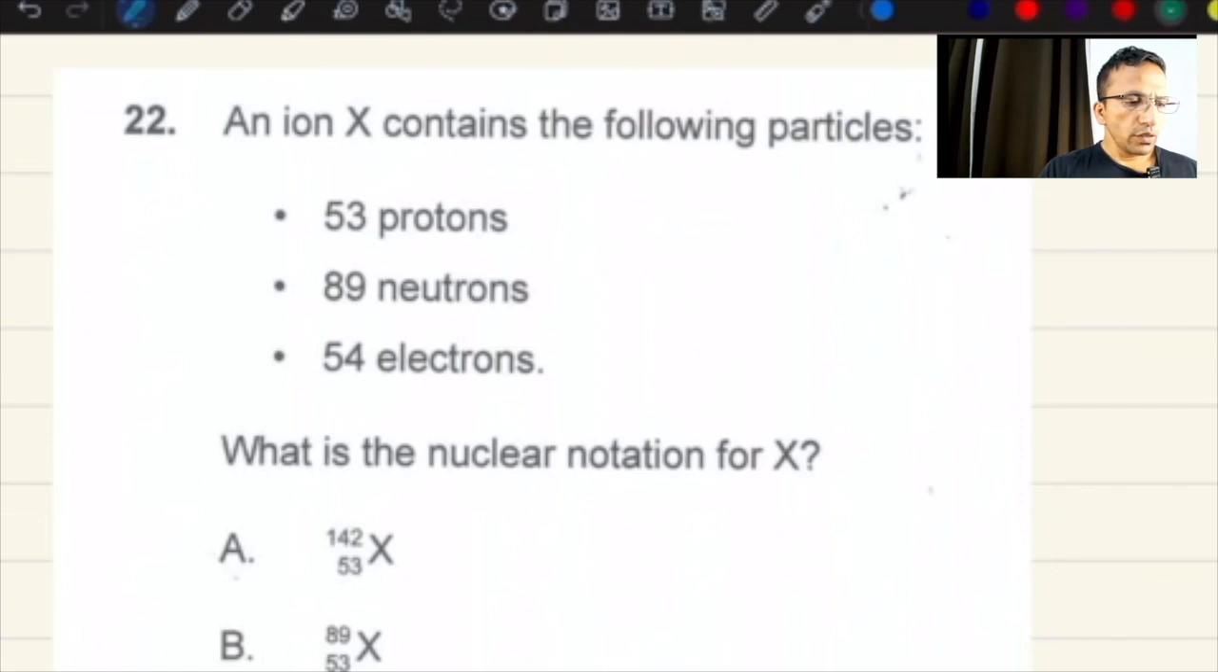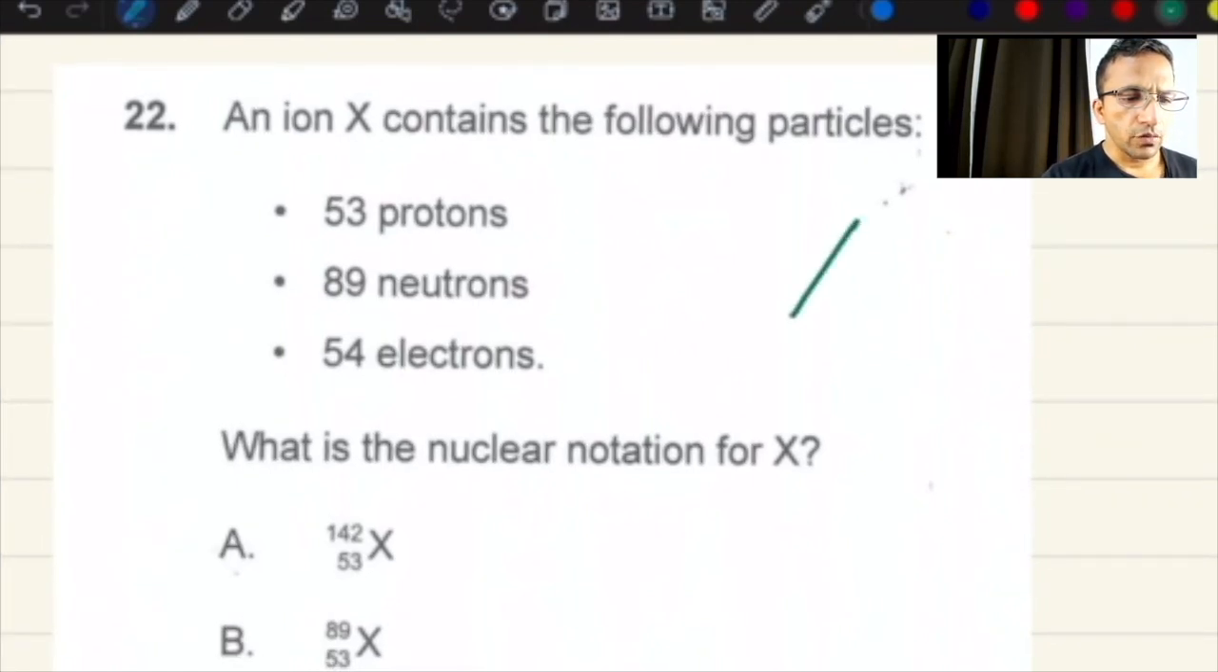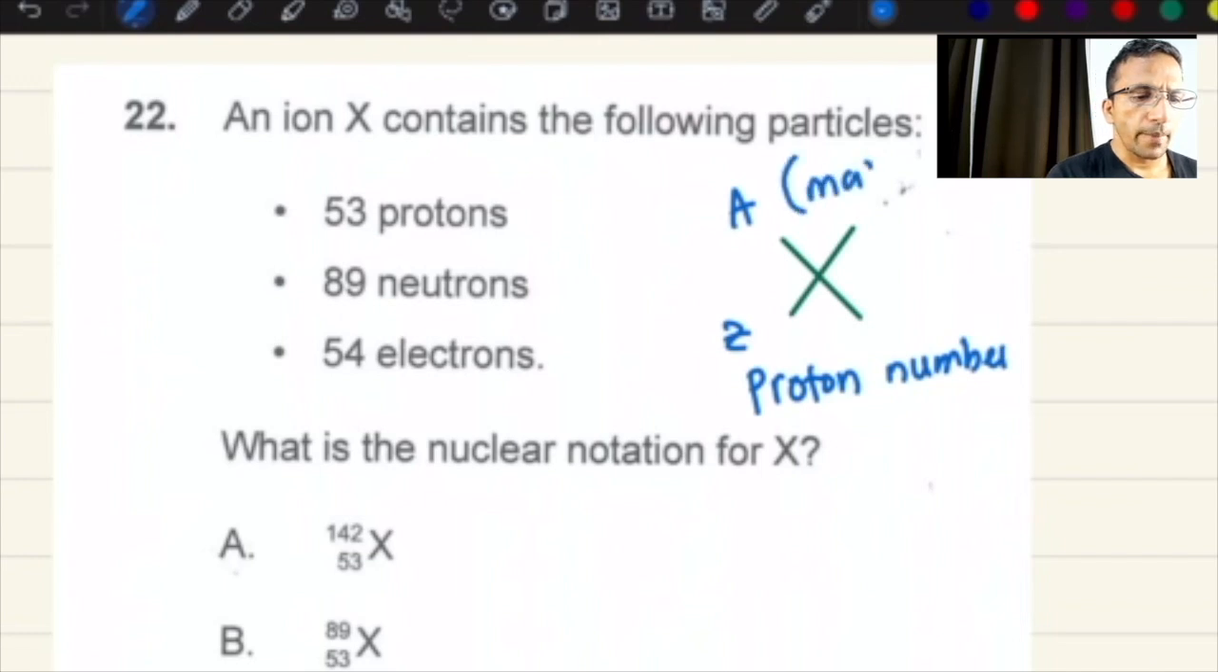Question 22 is about the nuclear notation. Nuclear notation, we use X and we write A here, Z here. Z stands for proton number. A stands for mass number, which is proton plus neutron.